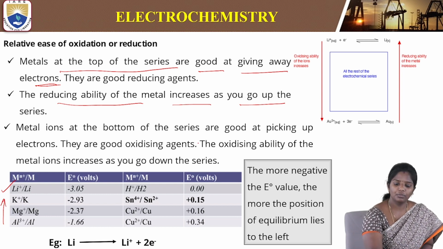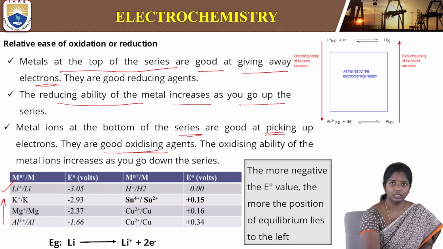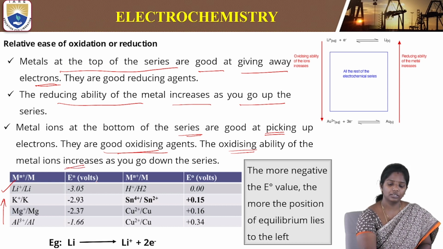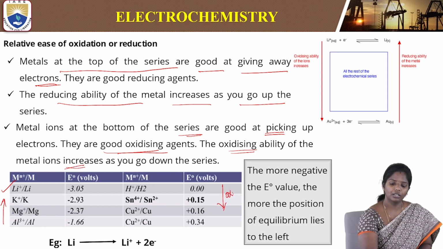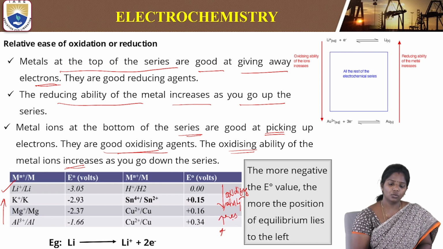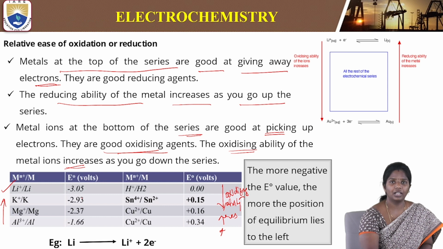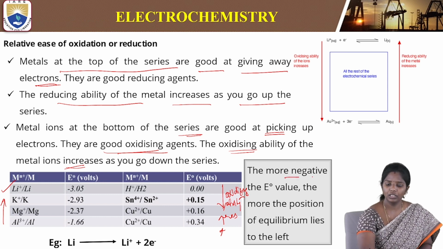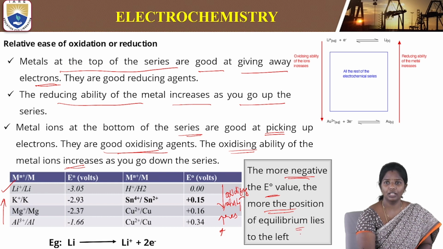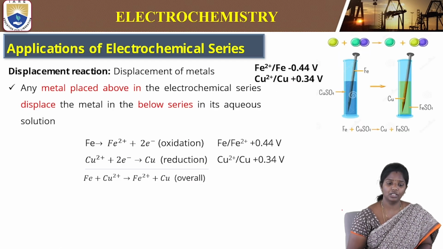The metals at the bottom of the series are good at picking up electrons and are good oxidizing agents. So the oxidizing ability increases as we go down the series. For example, lithium will give off electrons easily. The more negative the E naught value, the more the equilibrium lies to the left.